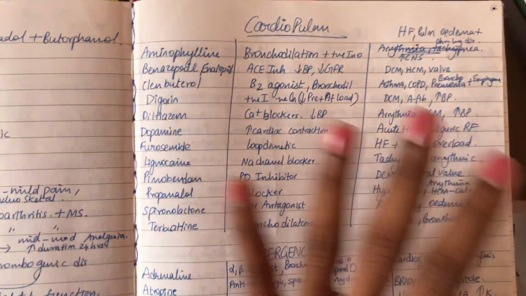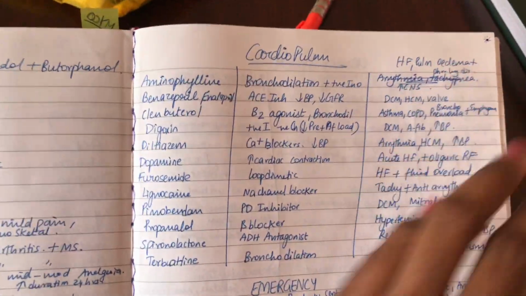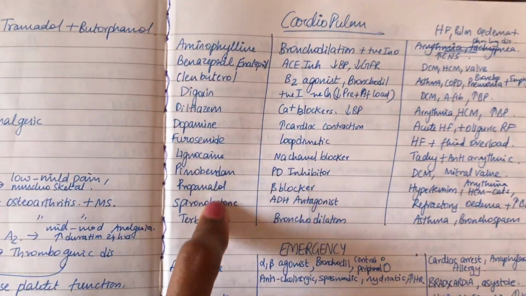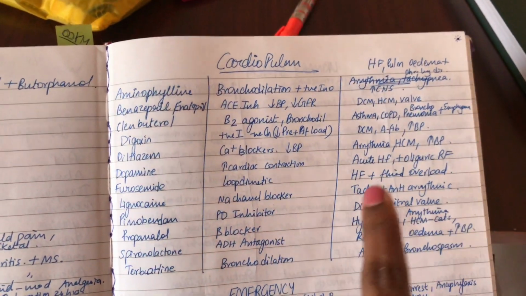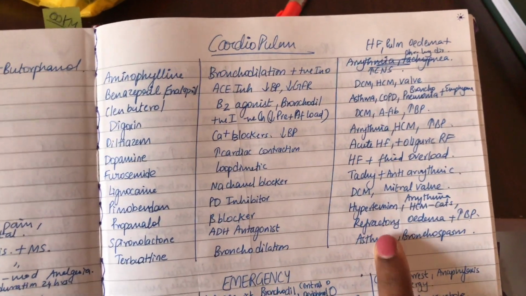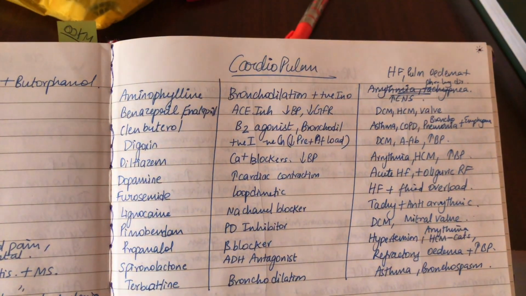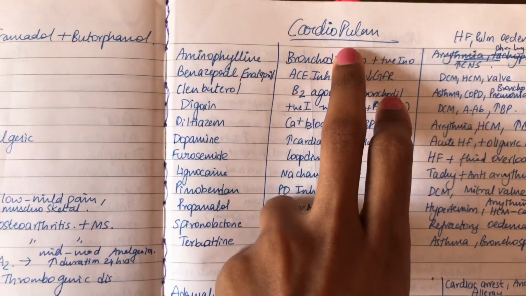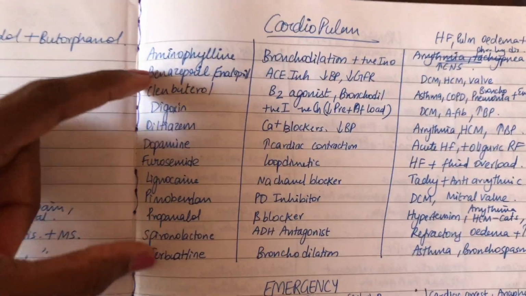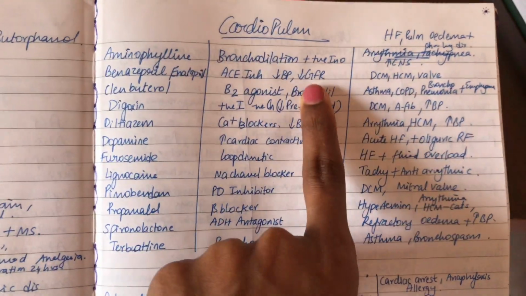Pharmacology is easily my weak subject. So what I did is I made a tabular column, and in one column I have written the drugs, in another column the mechanism of action, and in the third column the disease conditions to which we need to give the drug. And I have also categorized based on the system. Here this is a cardiopulmonary system, so all these drugs can be used only in cardiopulmonary diseases.